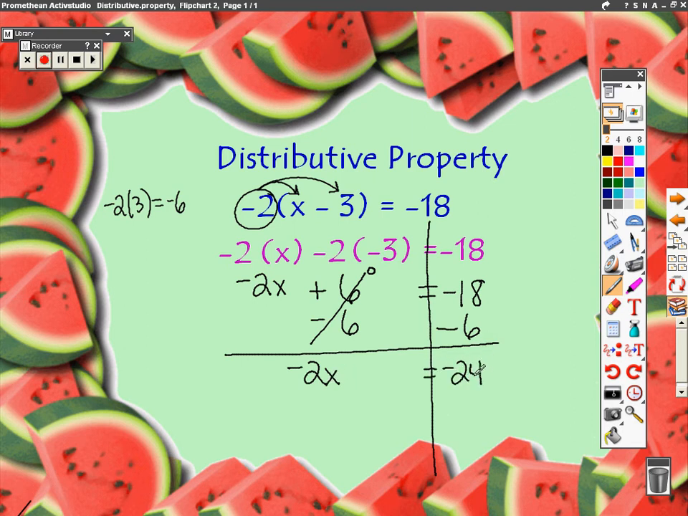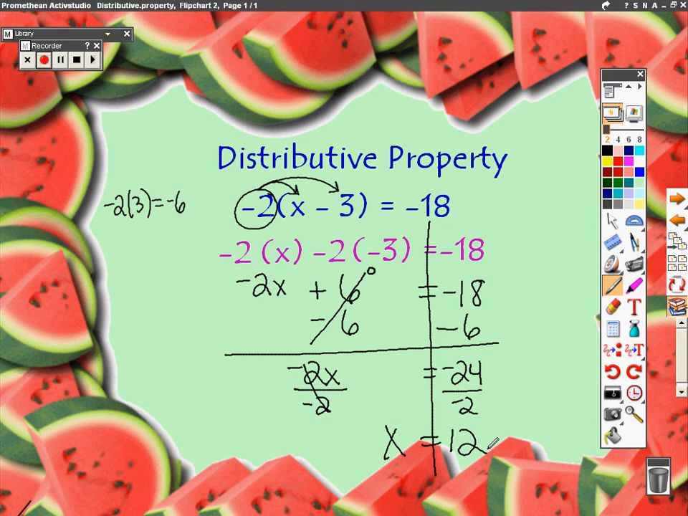I have -2x, which really means -2 times x. So the inverse operation of times is to divide. So I'm going to divide by -2 and divide by -2. These cancel out, leaving me x is equal to 12.